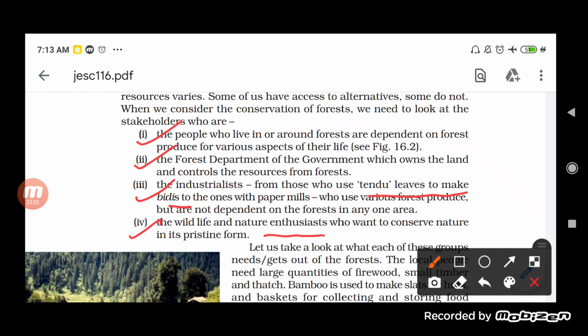Enthusiasts or activists are those who want to see the forest in their original condition. They want to conserve nature in pristine form. Pristine means original condition. So they want to see the forest in the original condition. These are the stakeholders who are there to manage the forest as well as their aspirations. So these are the persons who have interest or concern in the forest management.